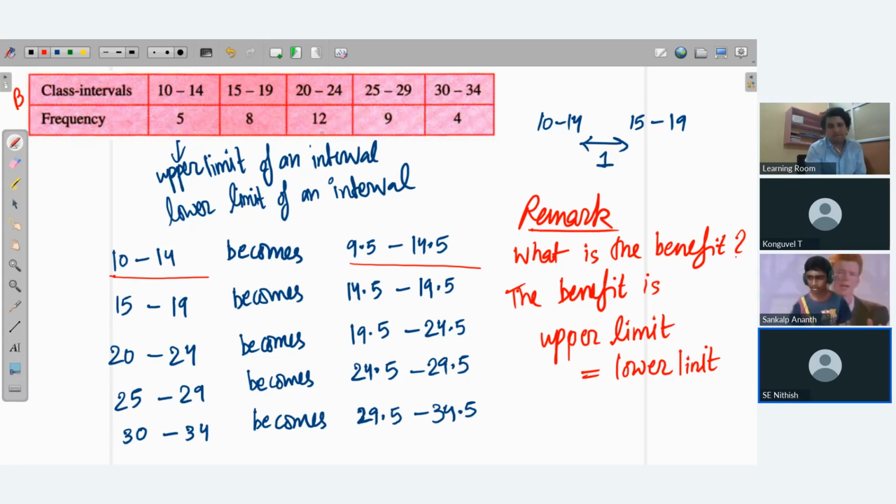But the gap is only 4. All the class intervals will have the same gap, so you won't have different gaps in different places. Except at the start, sir. So we can draw a kink and then we'll be there. One second, we can take it to 9.5.